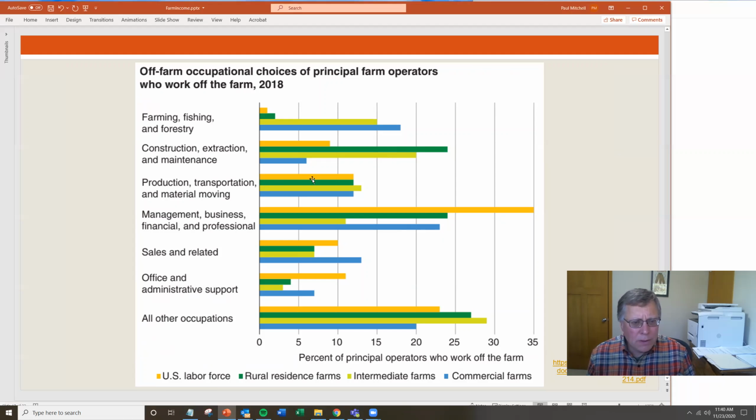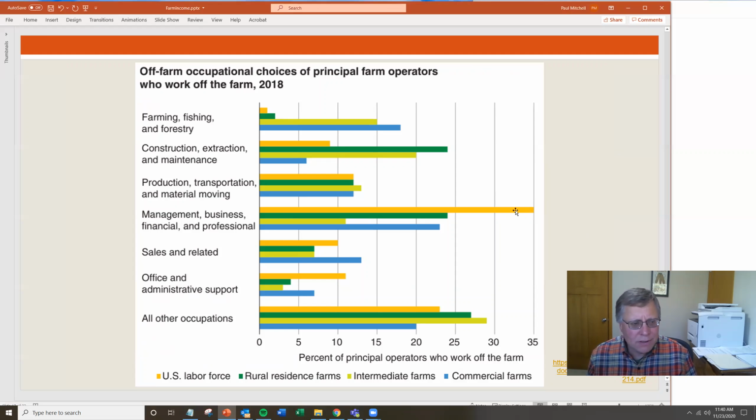The other big one is trucking. This is production and transportation. They're right on the average with the U.S. labor force, at a little over 12% working in trucking, production, transportation, material moving things around. It's very easy as a farmer to have a semi-trailer and haul for other people, or a truck of some sort, or just drive for them. And then the other ones are various types of professional jobs.